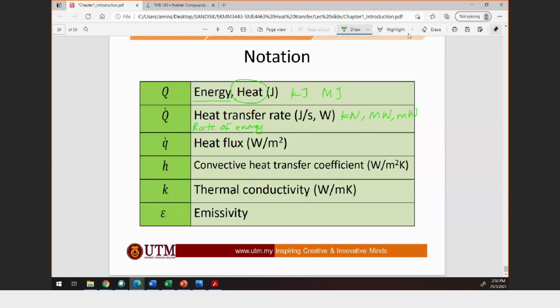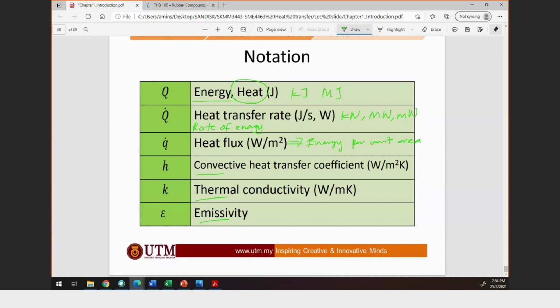The next one is heat flux. The energy can also be expressed per unit area, which is known as heat flux. So if you don't know the area of that particular system, surface or object, you can get the energy per unit area, which means heat flux. Regardless of conduction, convection, or radiation, all these Q exist. The rest is the convection coefficient, thermal conductivity, and emissivity.